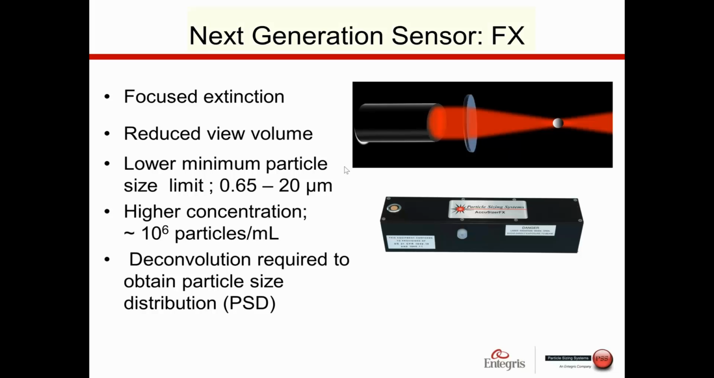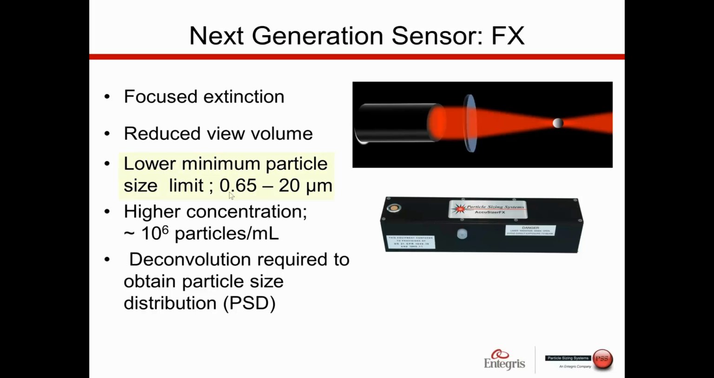So this is the first sensor, the LE400. The next sensor we'll talk about is the FX sensor. The FX is about a focused laser beam, and we're looking at the extinction signal. Since we focus the laser beam, we reduce the measurement volume. Since we reduce the measurement volume, we can now work at higher concentrations. The concentration limit of the LE400 sensor is on the scale of 10,000 particles per ml. The concentration limit of the FX sensor is on the scale of 10 to the 6, or 1 million particles per ml. So we can work at higher concentrations. Means we don't have to perform as extreme of a dilution.